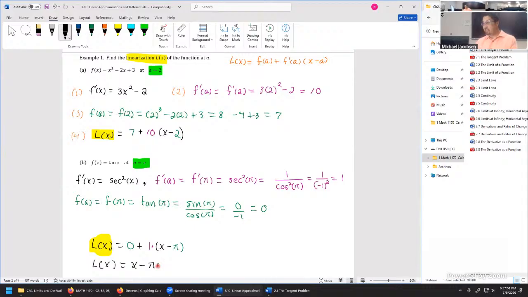But that's two fast linearizations down. We're going to take a look into another linearization before we move off into differentials. But any questions or comments at the moment with this one?